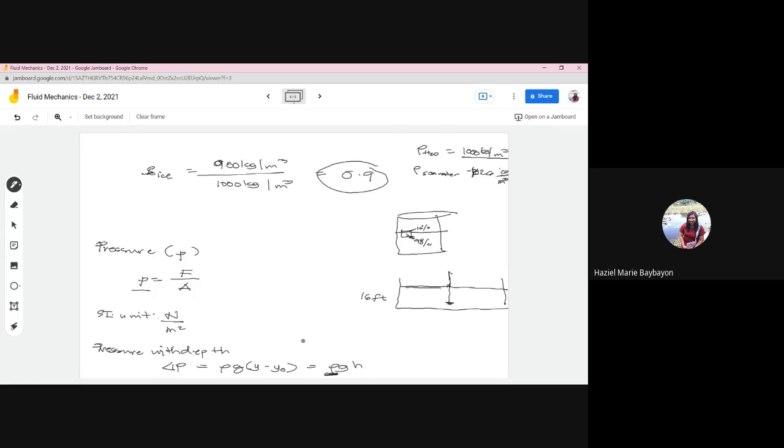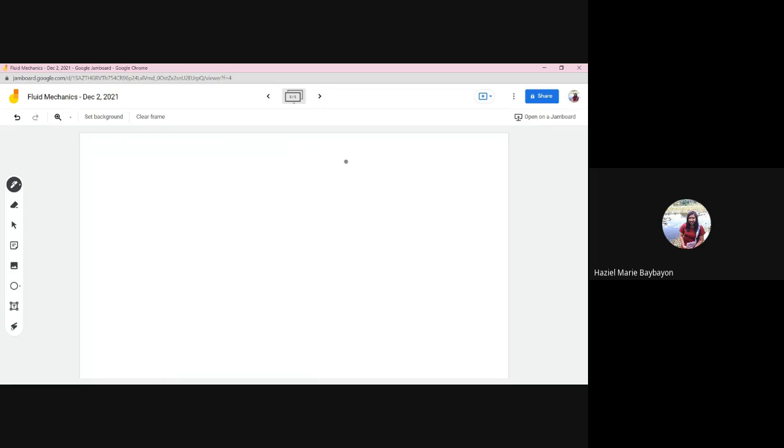Or, we can express this, so this is the change. We can actually express this as P minus P naught is equal to rho g h. Or we can write this as P is equal to P naught plus rho g h.